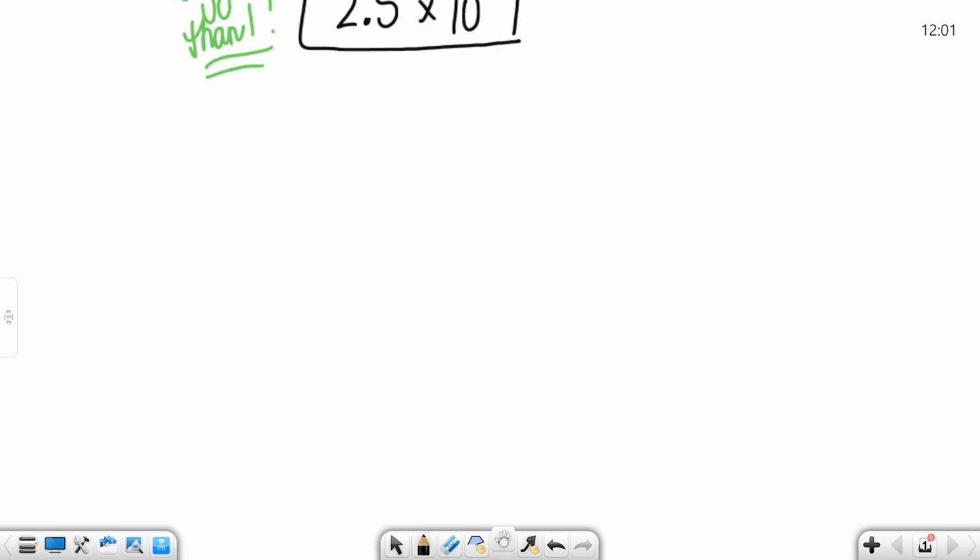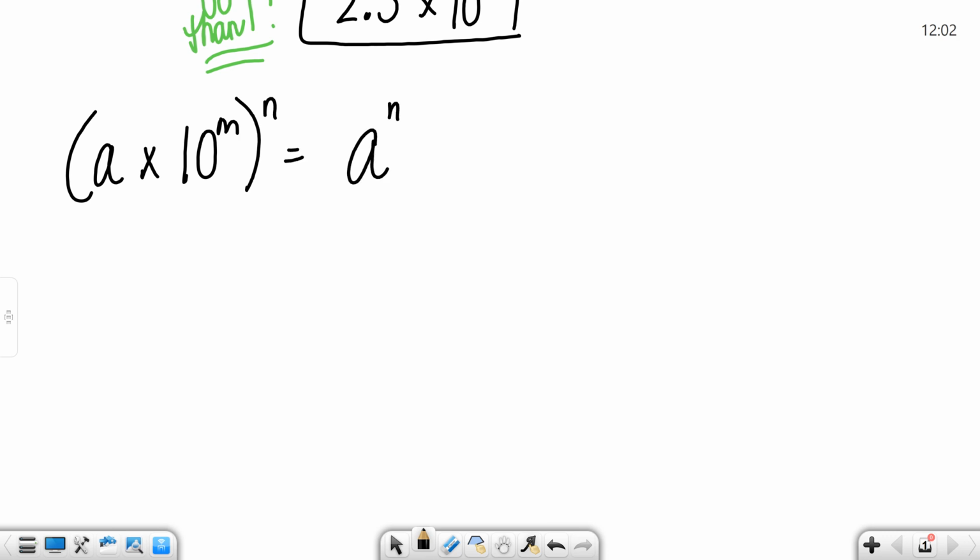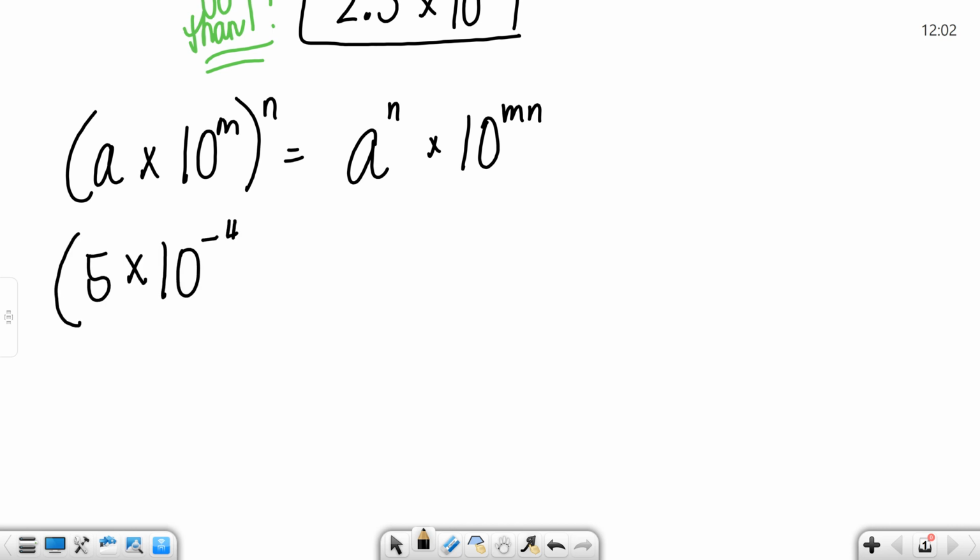One more idea with scientific notation. You can have a number that is in scientific notation raised to a power. And so that just means you will raise everything inside to that power. Power raised to a power, we multiply. So that's why that says 10 to the mn. So an example there would be 5 times 10 to the -4. And I want to raise all of that to the third power.